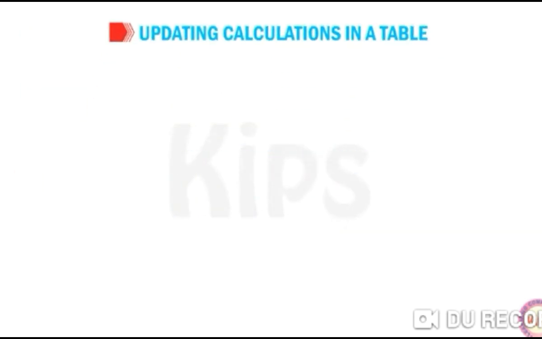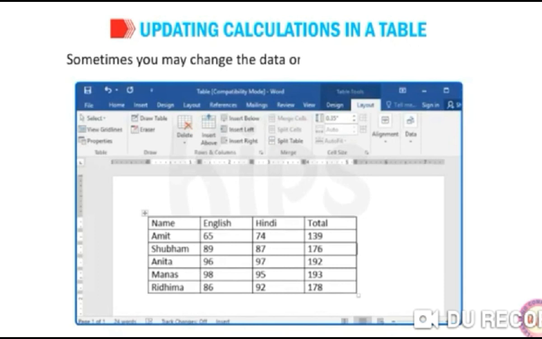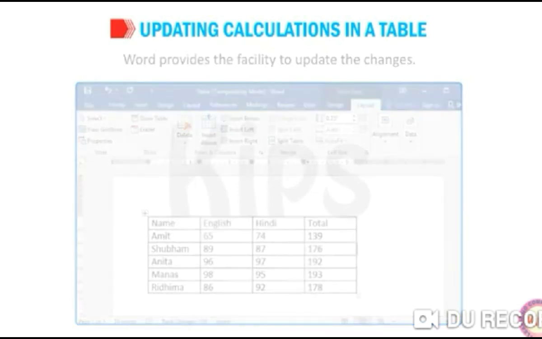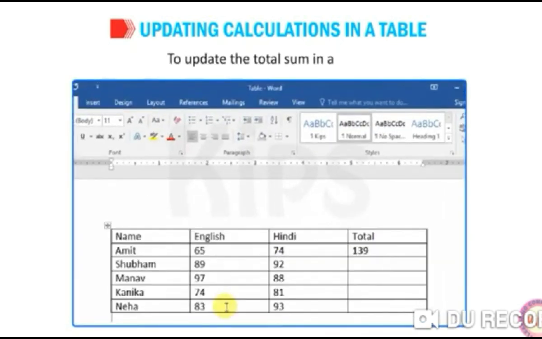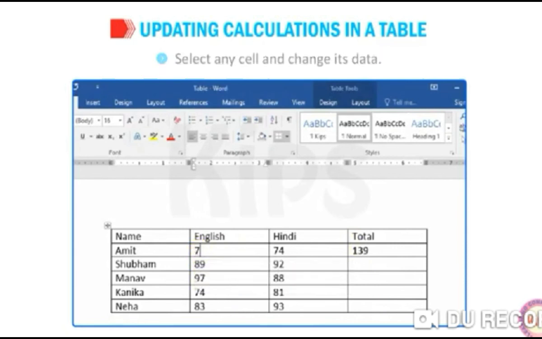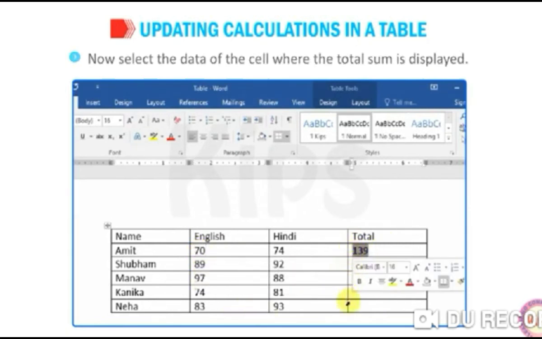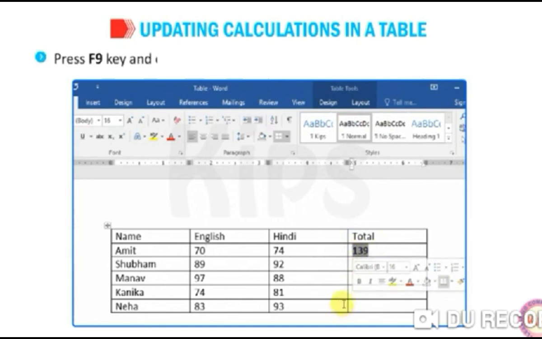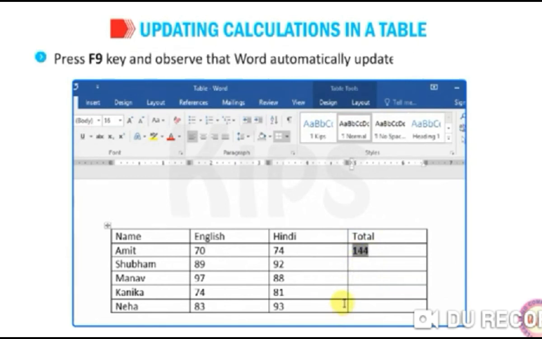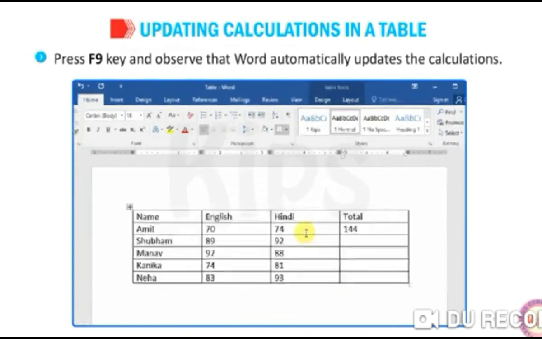Updating calculations in a table. Sometimes you may change the data or add any new data in a table. Word provides the facility to update the changes. To update the total sum in a table, suppose in English I am changing the marks to 70. Now you will select the cell where sum is to be displayed and just press F9 key and observe that Word automatically updates the calculations.